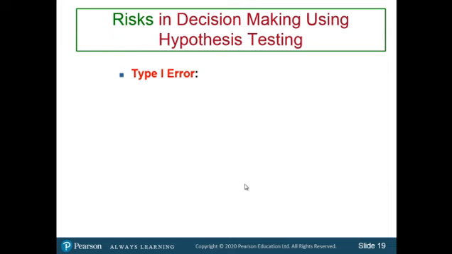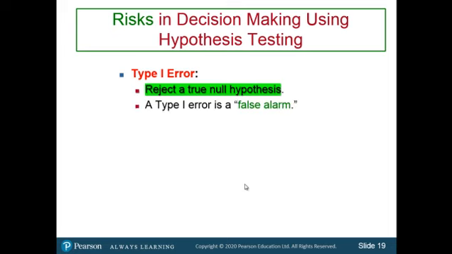Type 1 error is when we reject a true null hypothesis. So if the null hypothesis is true, but we reject it, that is considered a wrong decision. That wrong decision is known as type 1 error. Type 1 error is rejecting a true null hypothesis. Type 1 error is also known as a false alarm. The probability of type 1 error is denoted by alpha.